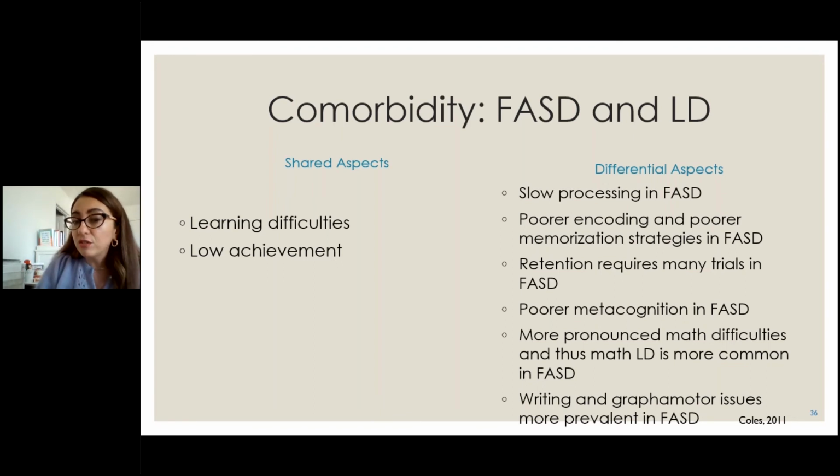And children with FASD require many more trials to learn to remember things, okay? Because of the impact of alcohol on the hippocampus, that area has been compromised, so it takes them a longer time to learn than a child with a learning disability.